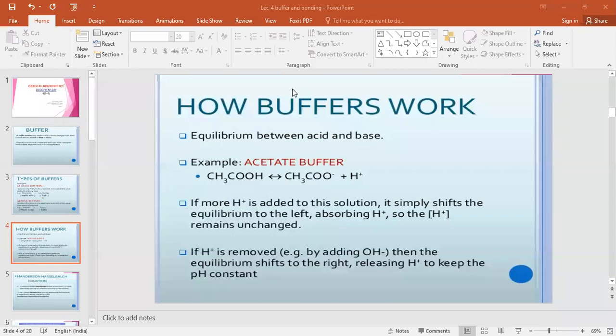Okay, so this equilibrium is maintained by the addition or removal of the H plus ions or the OH minus ions. This is the basic function of the buffer. Okay, this resists or opposes the change in pH upon addition of acids and bases to the buffer.